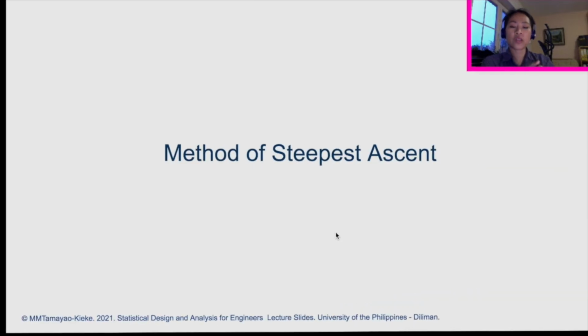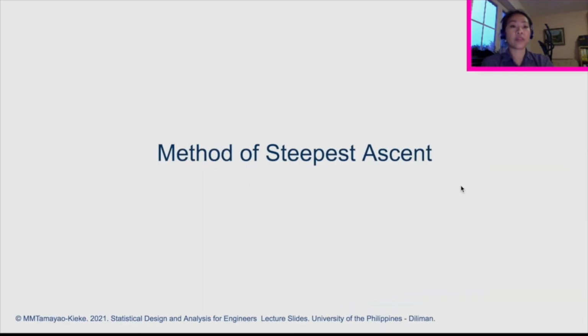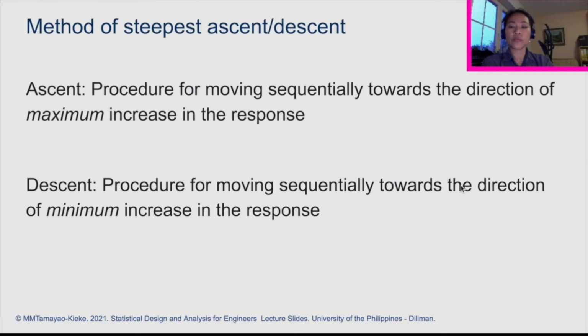So now let's talk about the method of steepest ascent. Okay, so the method of steepest ascent is basically a procedure for moving sequentially towards the direction of maximum increase in the response. So you call it descent if you are aiming for minimum increase.